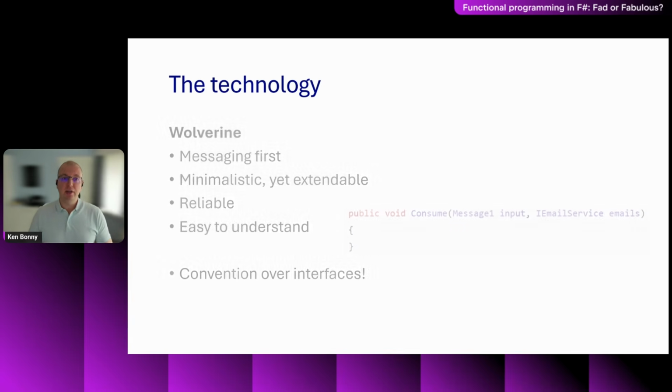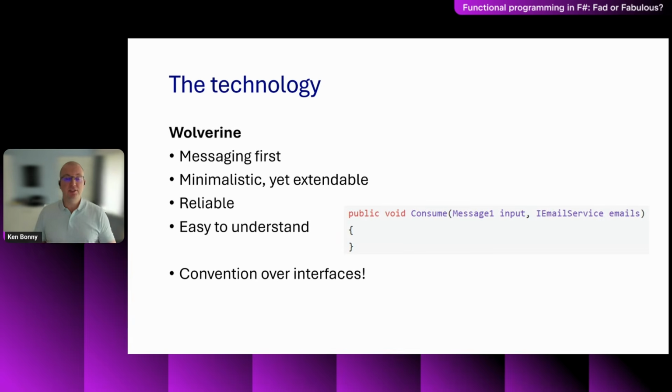I will be pairing F# with Wolverine, which is a messaging framework, and it can take messages from both buses as it can from, for example, the HTTP pipeline. It is very minimalistic, but it has so many configuration options and points to hook into that it becomes very extendable. I found it very reliable.